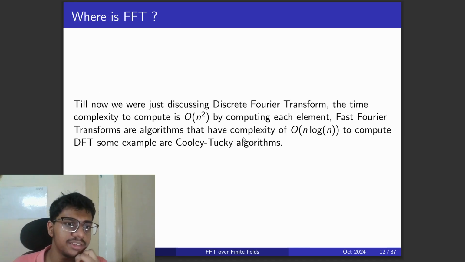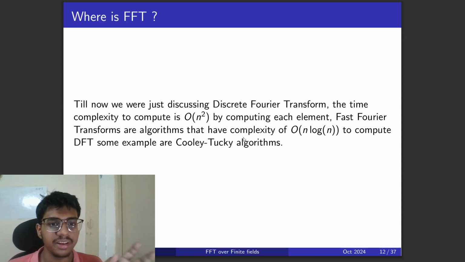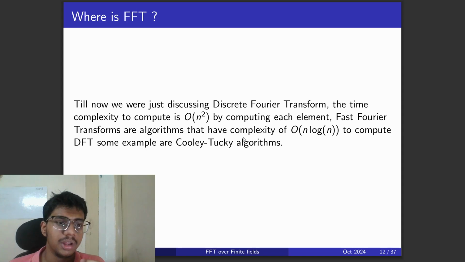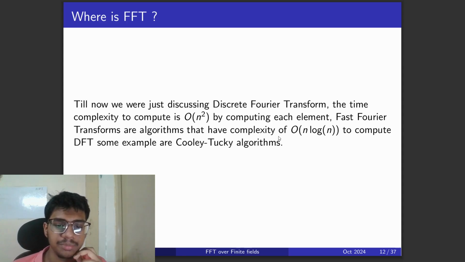So where is FFT? The direct way is to compute the discrete Fourier transform by computing each element, and the time complexity it takes is O(n squared). But fast Fourier transform algorithms have complexity O(n log n), so O(n log n) is faster. Some examples are the Cooley-Tukey algorithms, which are used only for certain dimensions of finite fields.